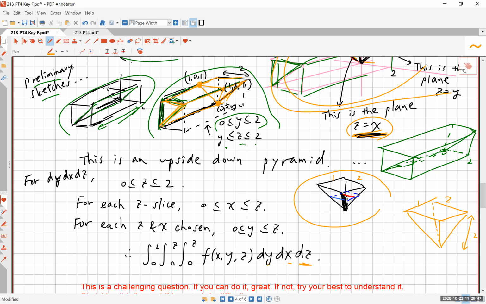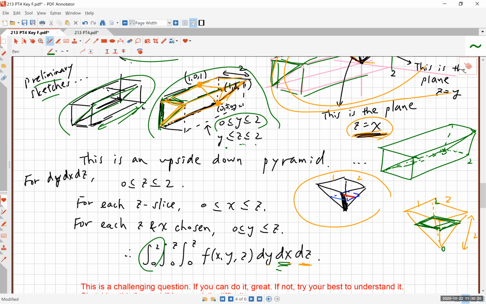Think of this. Z goes from what to what? I'm going to go back to green. Z goes from 0 to 2. Okay, so that part should be easy. And then x goes from what to what? For each z, if you slice it at a particular z, what do you get? Think of crossing the pyramid with a horizontal line. You are going to get a quadrilateral. In this case, it's still going to be a parallelogram, but it's a rectangle, right?